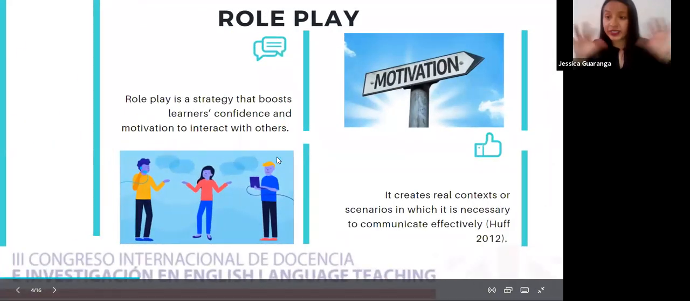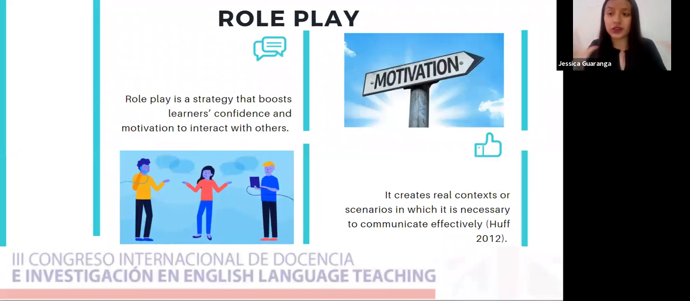Here we have the first activity. This is the first communicative activity that we are going to talk about. And I'm pretty sure that you have carried out this activity in your classes. As you know, this is so common, but in the same way, this is so useful to encourage our students to use the language. So, as you can see, role play is a strategy that builds learners' confidence and motivation to interact with others.